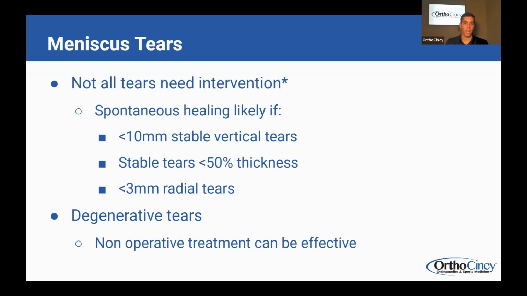So as your hair gets gray, all the other tissues in your body start to get a little bit less pliable than they were, as you can start to get some degenerative changes to your meniscus and other structures. And it's not uncommon for people to start to get degenerative tears in their meniscus. As that happens, sometimes those are very symptomatic and sometimes they're not. With degenerative tears, certainly non-operative treatment can be effective. And so oftentimes we'll try that.